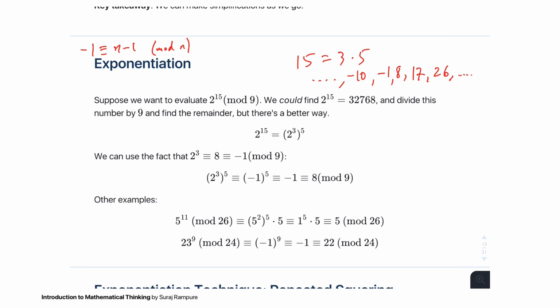And so now instead of having 2 to the 3 to the 5, I have -1 to the 5, which is just -1, right? But -1 is the same as 8 modulo 9, right? So when we do these expressions, we always want our answer to be in standard form, as in being one of the numbers 0, 1, 2, 3, 4, 5, 6, 7, 8. You can think of standard form as being one of the numbers in the range 0 to m minus 1. So does anyone have any questions on how we got to that answer? 2 to the 15 modulo 9.